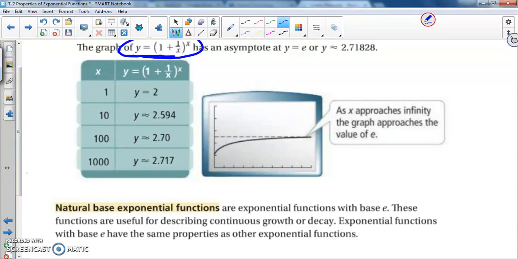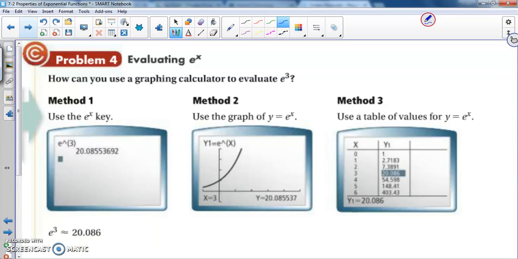The natural base exponential functions are exponential functions with base e. These functions are useful for describing continuous growth or decay. Exponential functions with base e have the same properties as other exponential functions. We can use a graphing calculator to evaluate e. There's actually a button that is e on our calculator to give us the value. We can graph and then find what y is equal to at x equals 3, or we can use the table. So e to the third power is about 20.086.